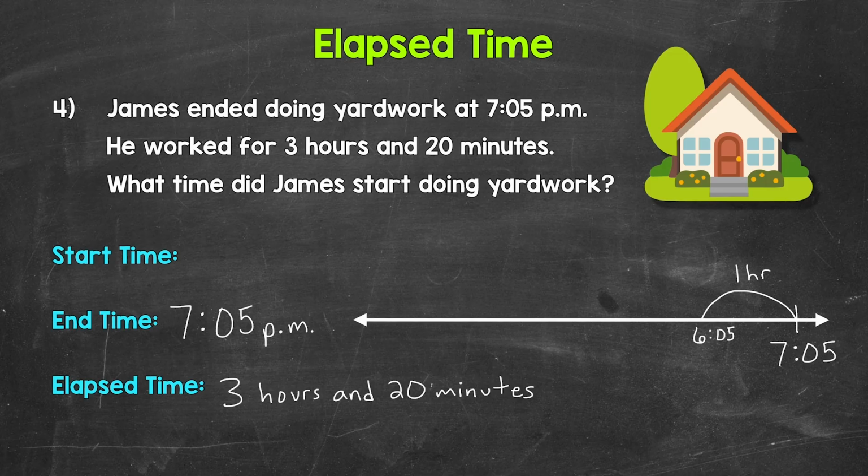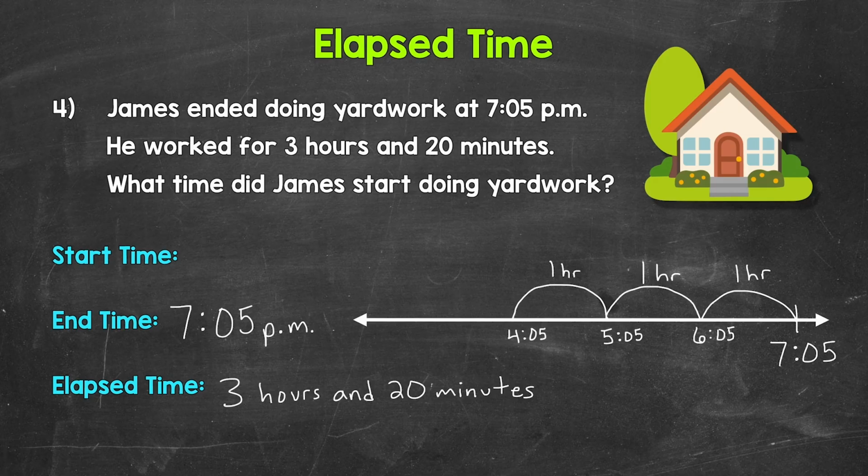6:05. Now remember, we need 3 hours in total here. So let's make another 1 hour jump. That brings us to 5:05. That's 2 hours. So we need one more hour jump here. And that brings us to 4:05. And those are our hours. We jumped 3 hours back from 7:05. And we used 3 1-hour jumps to do that.